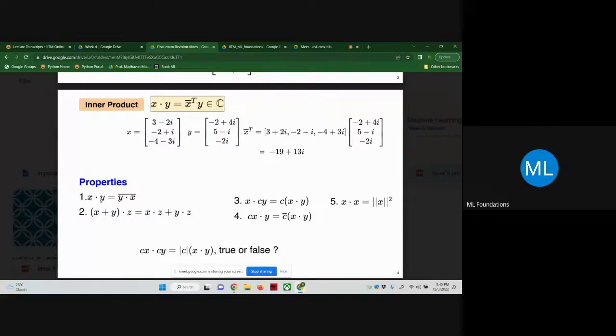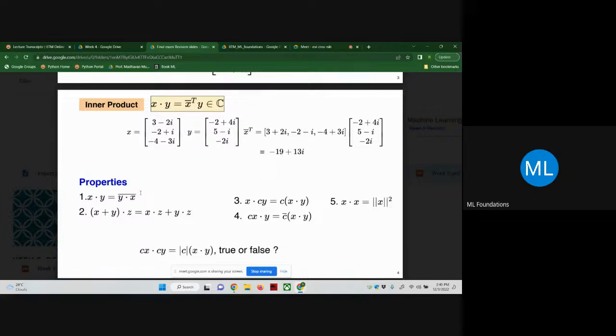Yes, sir, understood. In other words, you can know that x dot x will give you a real number by this: x dot x equals the conjugate of x dot x, by property 1. If a complex number is equal to its conjugate, then the imaginary part is 0. If a plus ib equals a minus ib, then b is equal to 0.